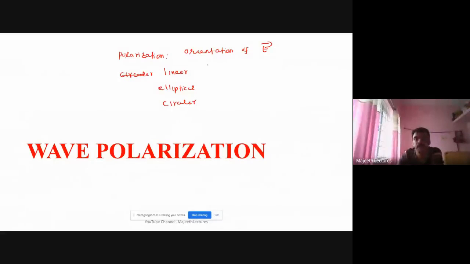How to identify them? I don't deal with the concept, I just give a shortcut. In linear polarization, the phase shift between the two components, let us assume our E has Ex and Ey, the phase shift between Ex and Ey must be 0. In circular and elliptical polarization, the phase shift is not equal to 0; it is plus or minus pi by 2. Then how can you find elliptical and circular? In elliptical and circular, we have to take the magnitude. If the Ex value is equal to Ey, it is circular. If Ex is not equal to Ey, it is elliptical. So this is a shortcut.